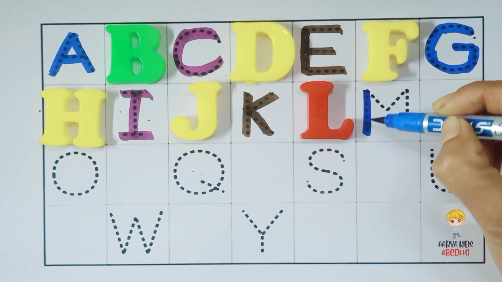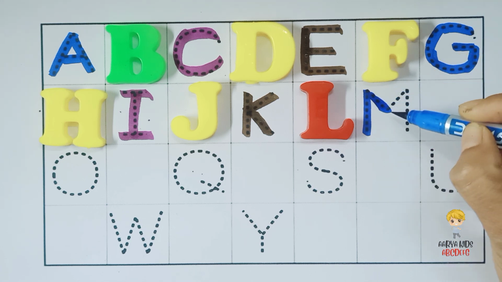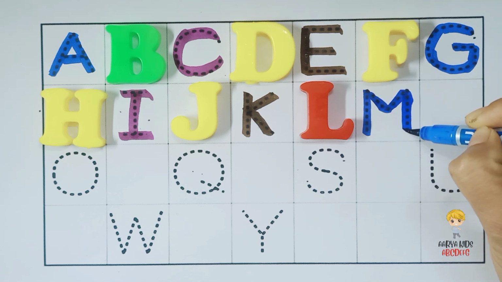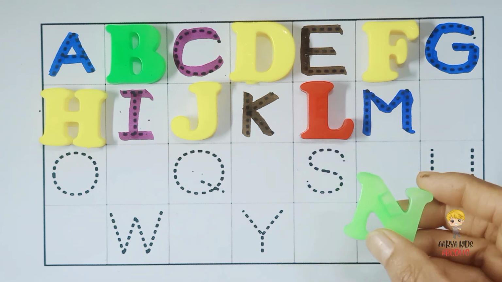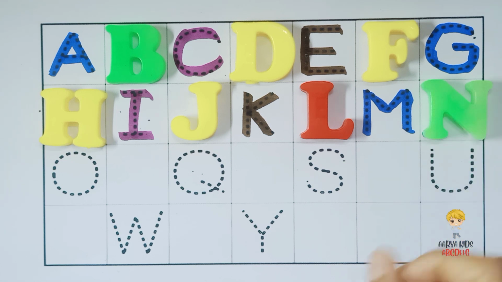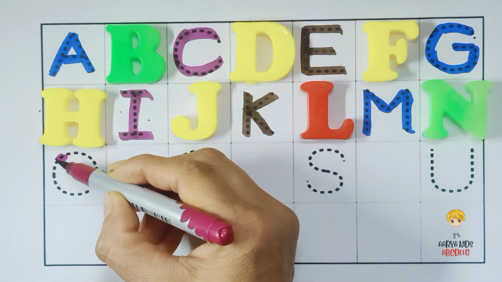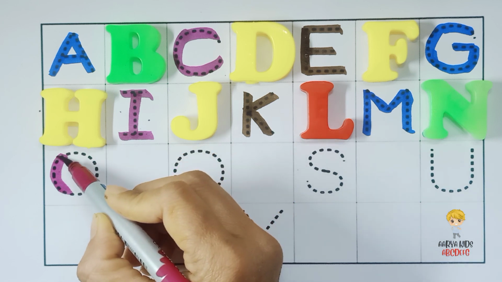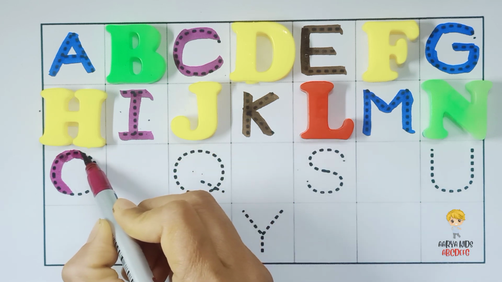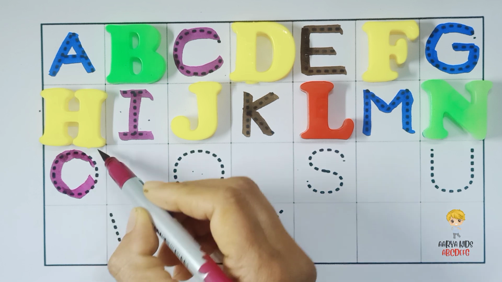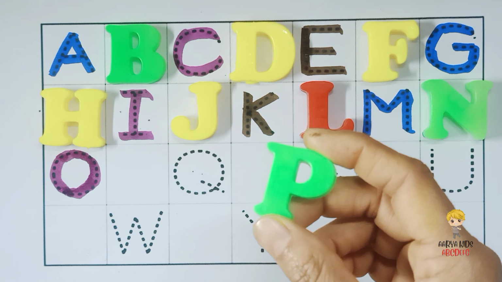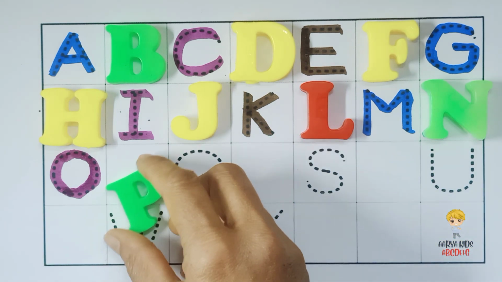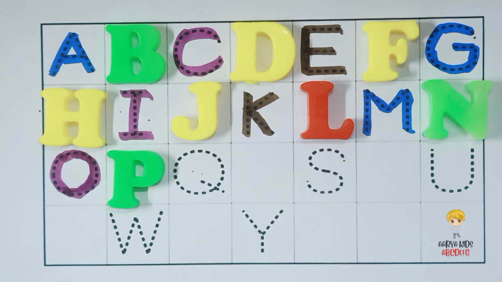M, M for map, M for map. N, N for nose, N for nose. O, O for owl, O for owl. P, P for pigeon, P for pigeon.